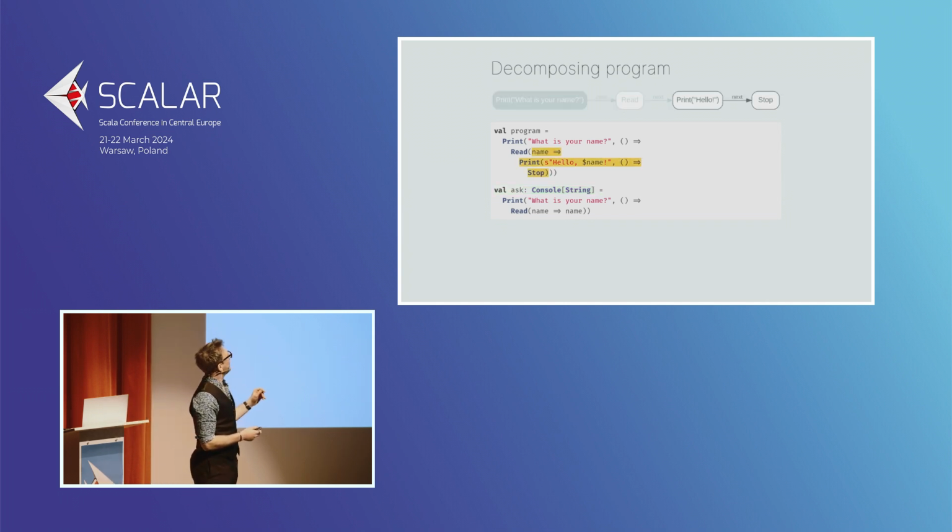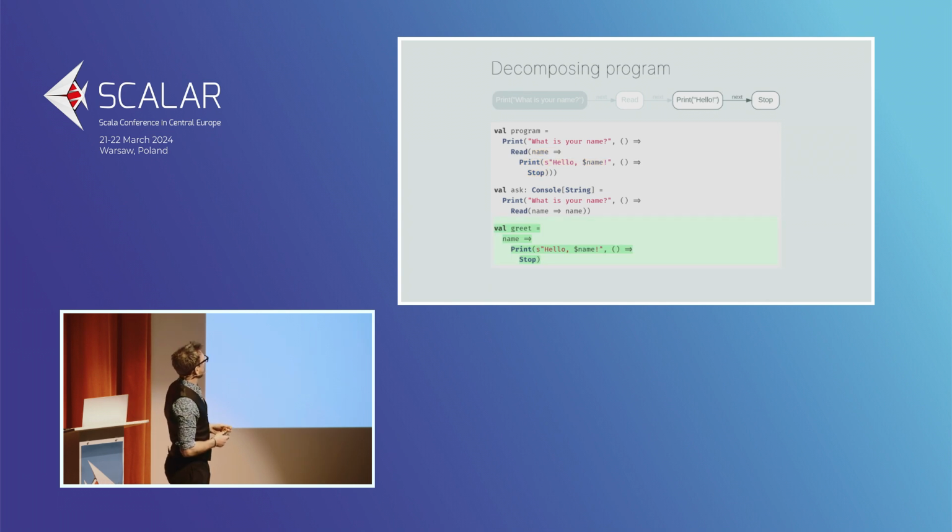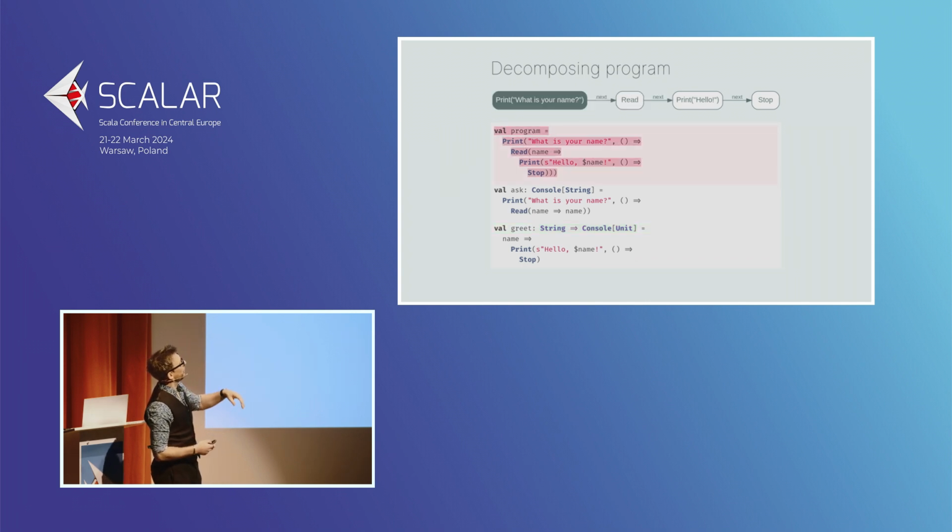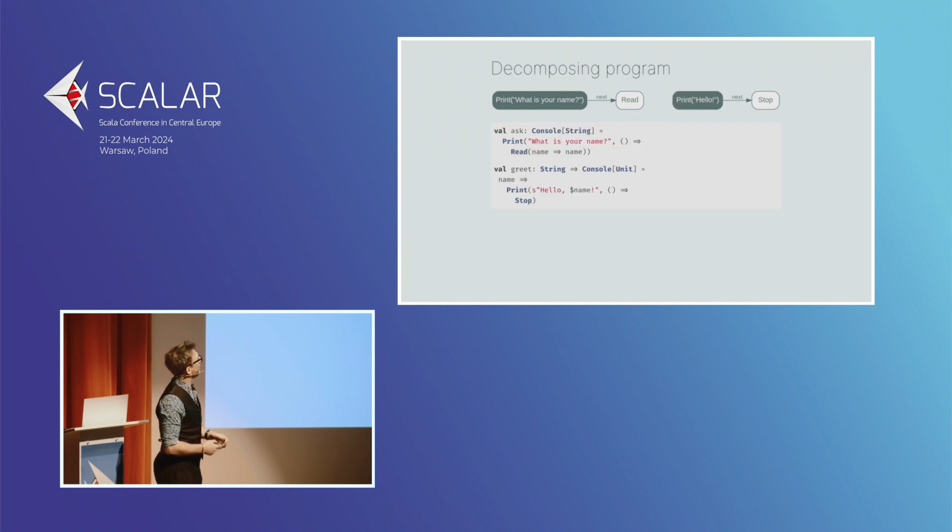And then we have the second part, this, which, given a name, greets the user by their name. So that's going to be this bit of code I'm just copying and pasting and calling greet. And that is a function that takes a string, returns a console, that eventually evaluates to a unit. So that's going to be a string to console of unit. Now, as I said, we can get rid of program, because the entire point is not to have it and then recompose it later. So I can get rid of that.